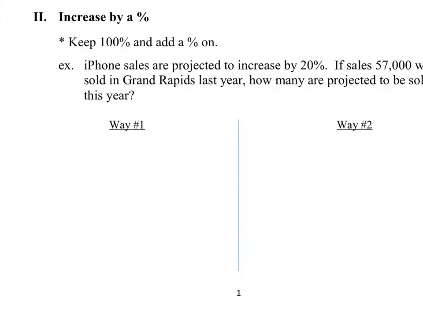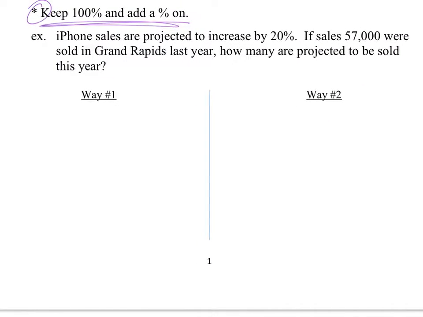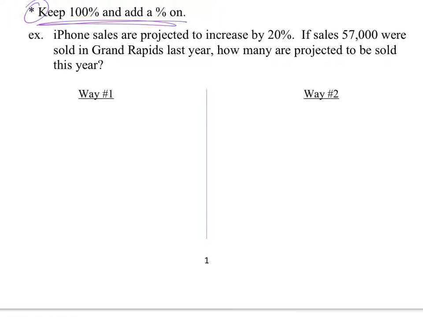The increase by a percent. I know we had a whole section on this last year. For that, first of all, you keep 100%. This is huge, so you might want to draw some emphasis to that line right there. If you're going up by a certain percent, you take that percentage that it's increasing and add it to 100%. Because what's happening is you're keeping the 100% of your original, but you're adding on a certain percentage of that to it.